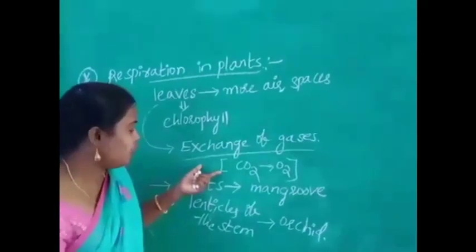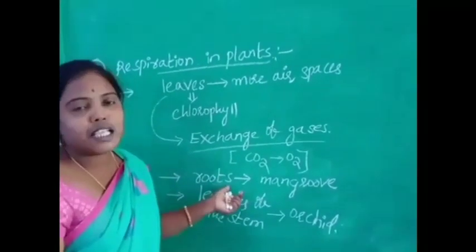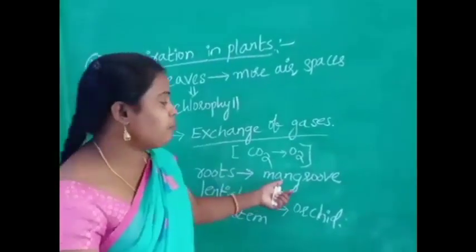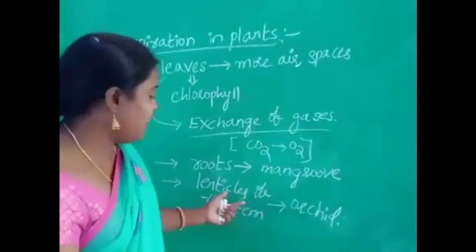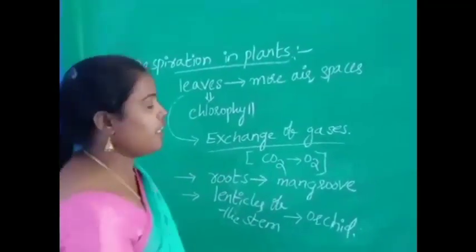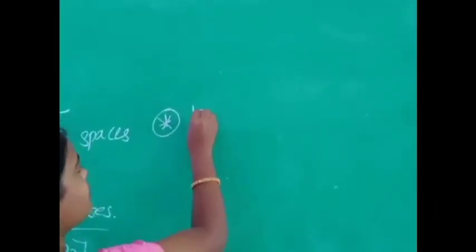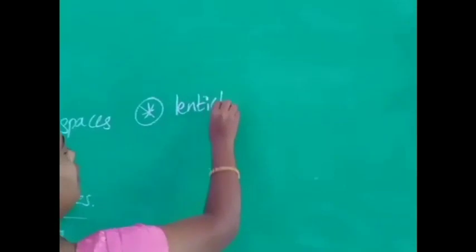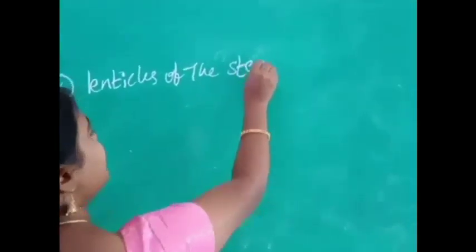Not only leaves, in some plants, roots perform the gaseous exchange process. For example, the mangrove plant. In the case of the orchid plant, lenticels of the stem perform gaseous exchange. Next, gaseous exchange by lenticels of the stem. How does gaseous exchange take place in the lenticels of the stem?